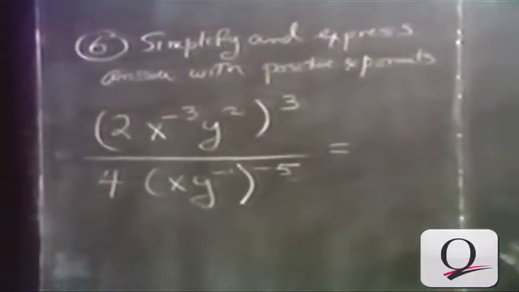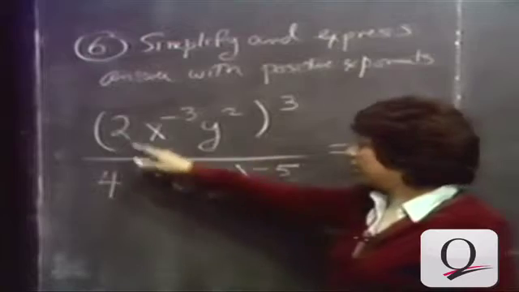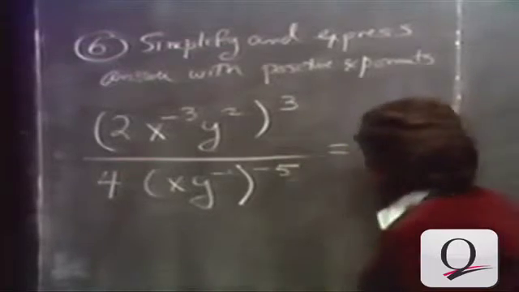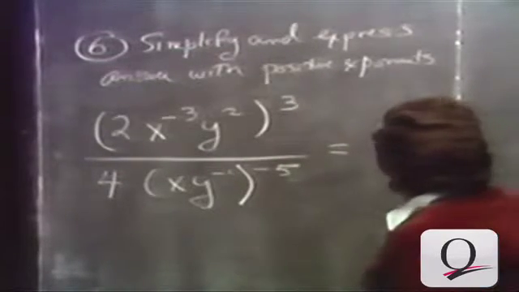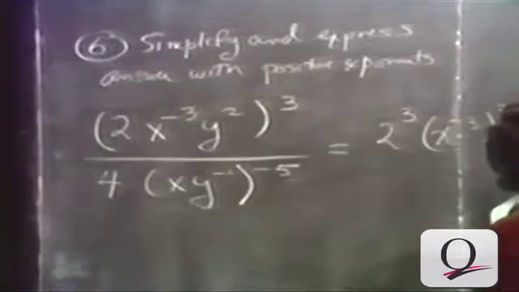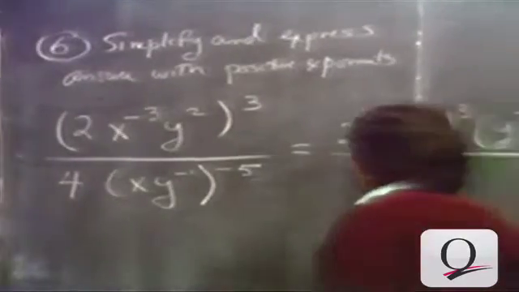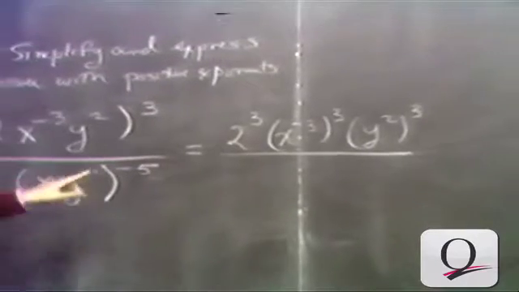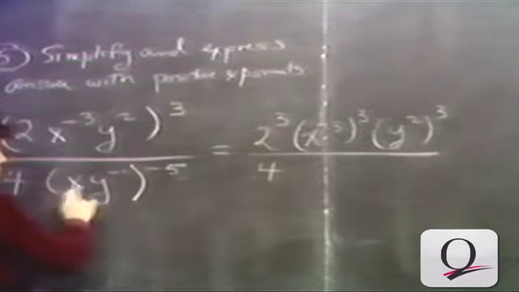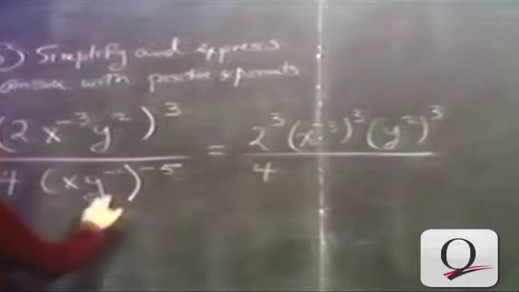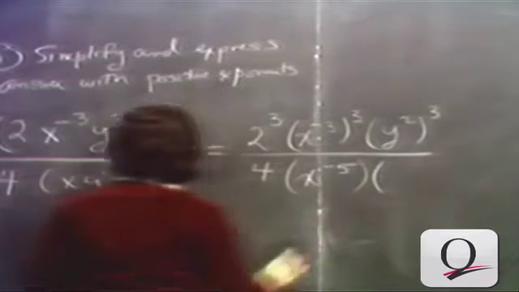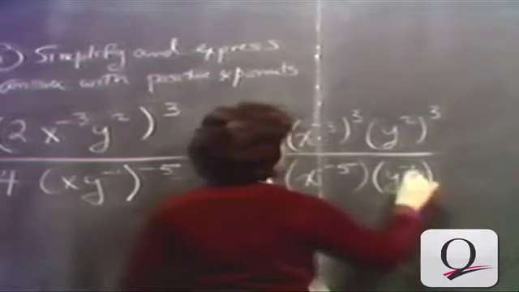Now, in the numerator, we do have a product here, and you can distribute the power for a product. It's like a, b, c to the mth power. It's a to the m times b to the m times c to the m. So we can make this 2 to the 3rd power, x to the minus 3 raised to the 3rd power, and y squared to the 3rd power, over, now the 4 is not being raised to the minus 5th power. That's by itself. Here, once again, ab to the m power is a to the m times b to the m power. So x to the minus 5 power times y to the minus 1 to the minus 5 power.